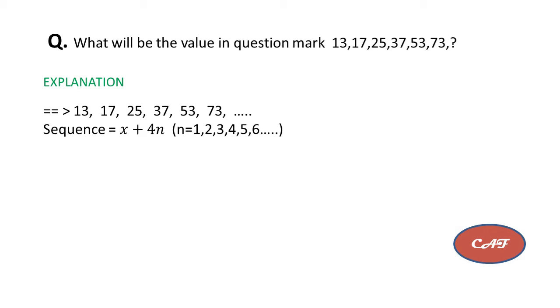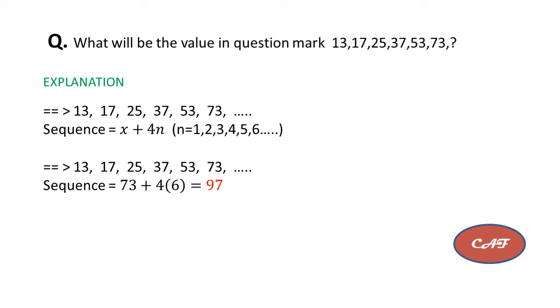So 17 is the first number, so n is equal to 1. 25 is the second number. 37, the third one. 53, the fourth one. 73, the fifth one. So you have to find the sixth one. I know I have to calculate for n equal to 6. The previous number is 73. So 73 plus 4 into 6, that is 24. 73 plus 24 is equal to 97. So the next term after 73 is 97.